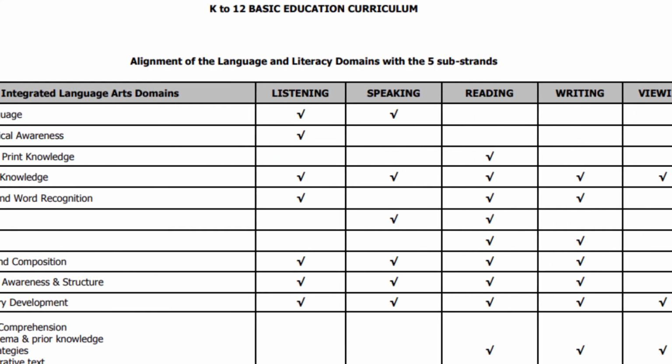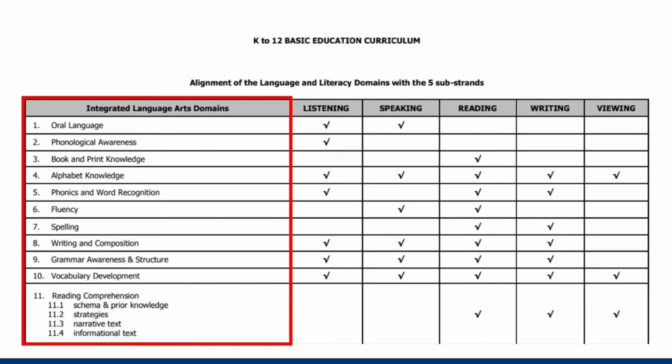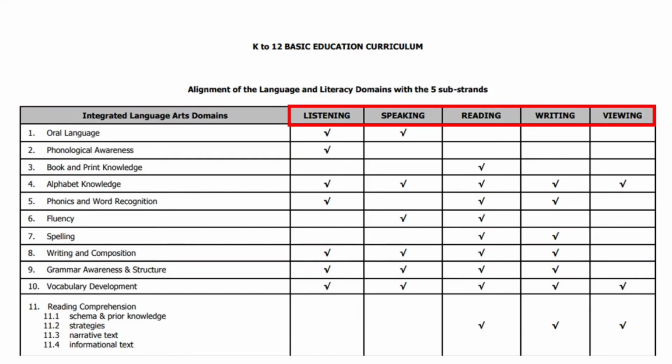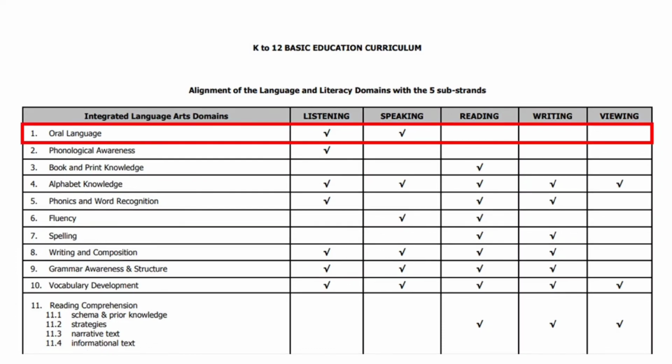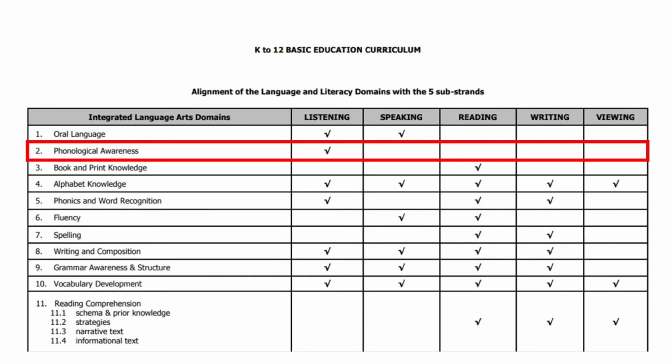Alignment of language and literacy domains. This column contains the integrated language arts domains, while this row shows the 5 sub-strands, which are listening, speaking, reading, writing, and viewing. The first domain, oral language. When students are conversing or communicating, they speak and listen. Therefore, this domain focuses on developing students' speaking and listening skills, and in return, listening and speaking skill development help to improve students' oral language.